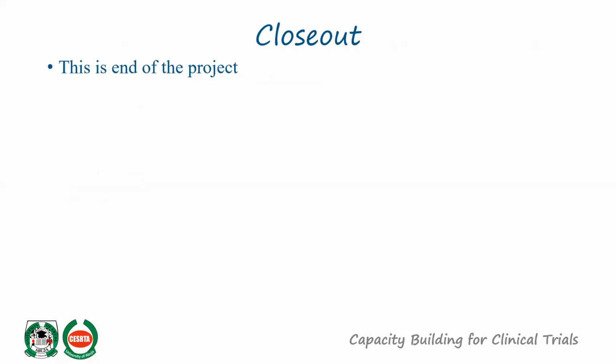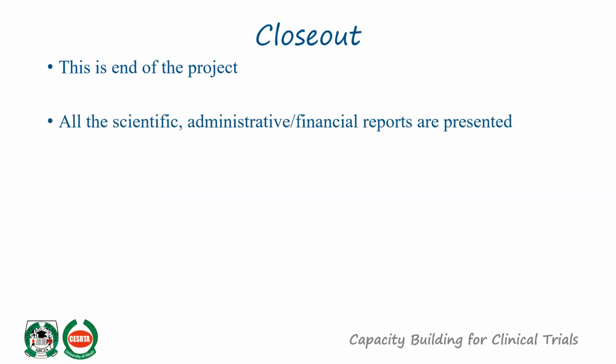So, and of course, we have the closeout. This is the end of the project. And of course, budget is still very important here, because by the time you are doing the closeout, you are looking at the beginning, you are looking at what has been spent, and at the same time, you are looking at what is left, what are the differences, the variations, what has been responsible for the variation. So, at this stage, we are looking at the scientific, administrative, and financial reports.